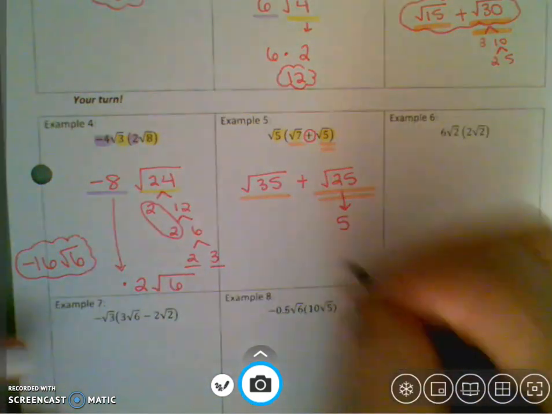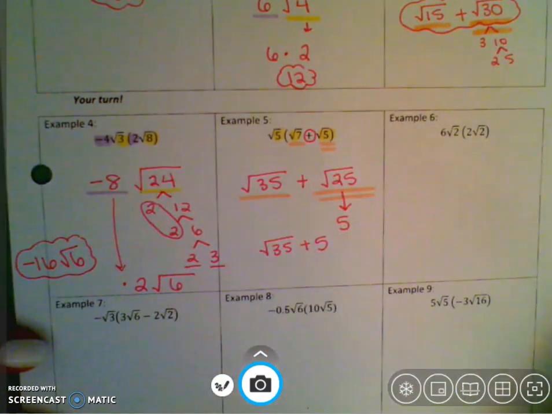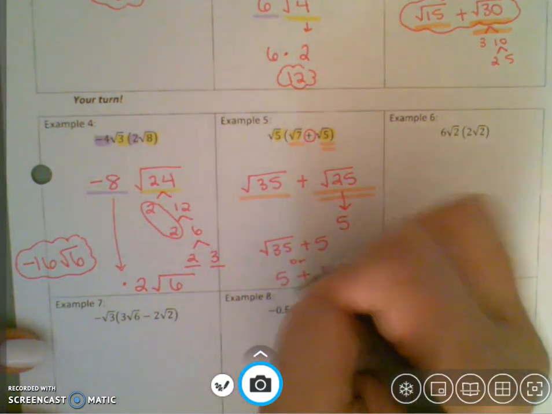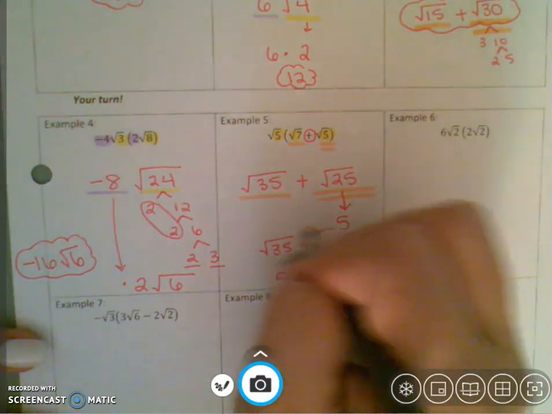So you can write this 2 different ways. You can write this the square root of 35 plus 5, or sometimes you'll see it as the 5 first, then plus the square root of 35. Either one of these is correct.